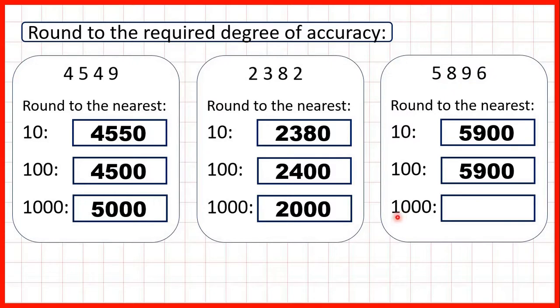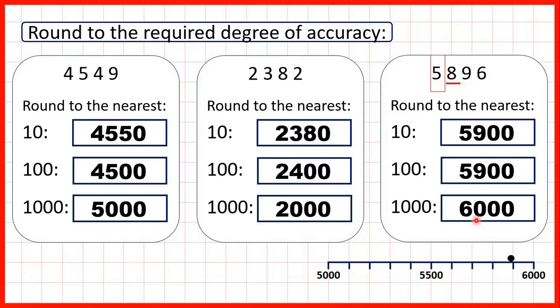So finally, let's round to the nearest 1,000. We can circle our thousands digit, underline the digit to the right. Because it's 5 or more, we need to round up, which means this 5 becomes a 6, so we get 6,000. 5,896 is closer to 6,000 than it is to 5,000, so that's why we round up.